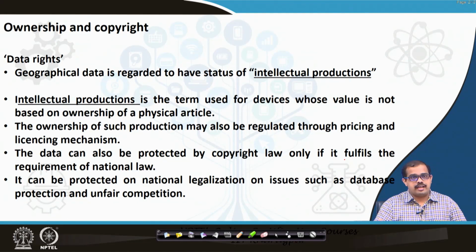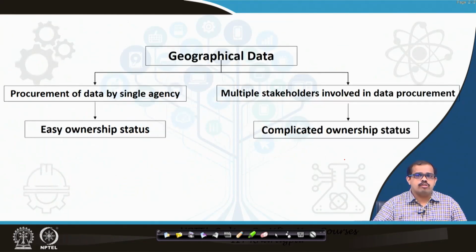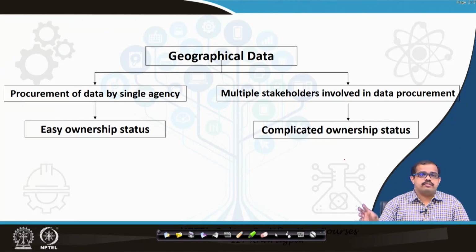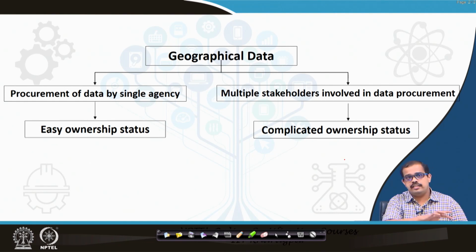The data can also be protected by copyright law only if it fulfills the requirements of a national law. It can be protected under national legislation on issues such as database protection and unfair competition. So, all of these are issues in terms of ownership. When you look at geographical data, you have procurement from a single agency, or you have multiple stakeholders when you are procuring such data.